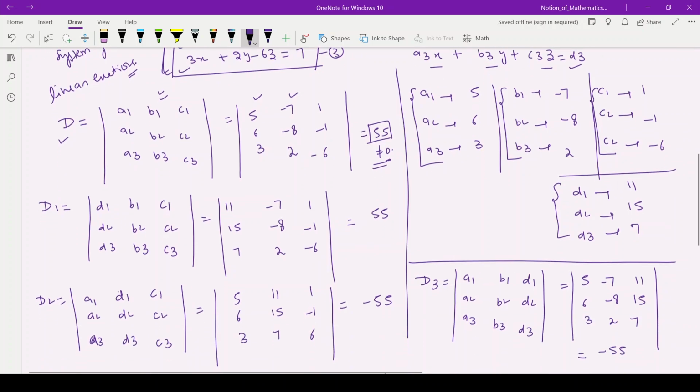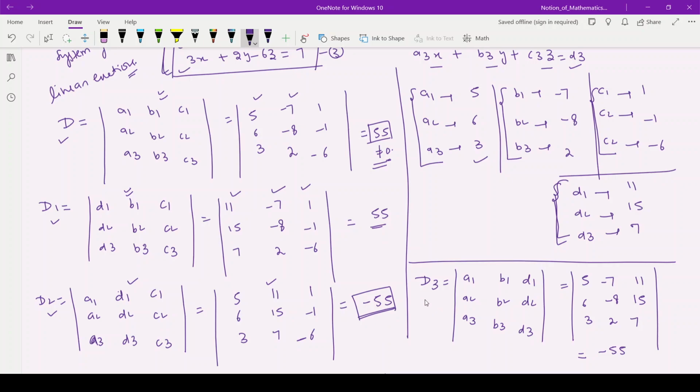Now thereafter, in order to evaluate the determinant D1, I have utilized the formula which I discussed earlier. d1, d2, d3 is, yes, I have taken here from 11, 15 and 7. b1, b2, b3 is minus 7, minus 8, 2, right? c1, c2, c3 is 1, minus 1, minus 6, that is also okay. So now it will be equal to 55. If I talk about the value of determinant D2, as per the formula, a1, a2, a3 is 5, 6, 3, d1, d2, d3 is 11, 15 and 7, c1, c2, c3 is 1, minus 1 and minus 6. When you evaluate it, it will be minus 55.